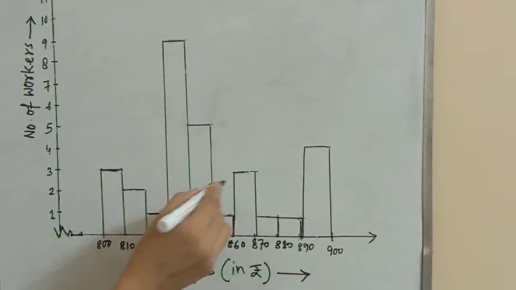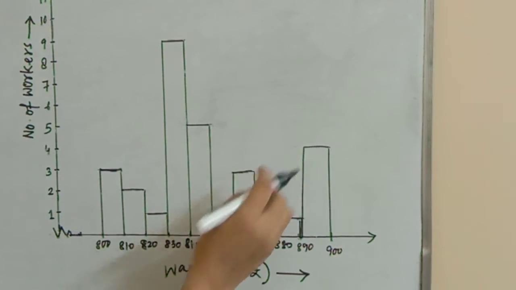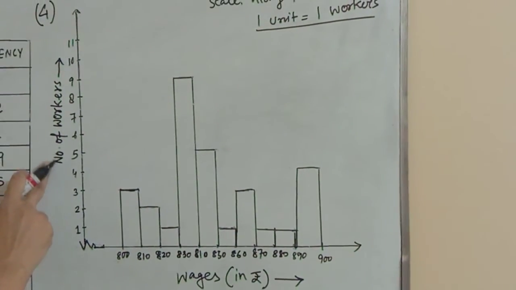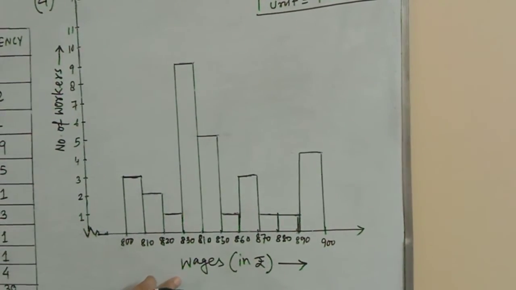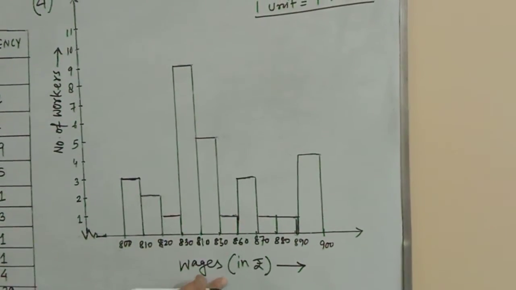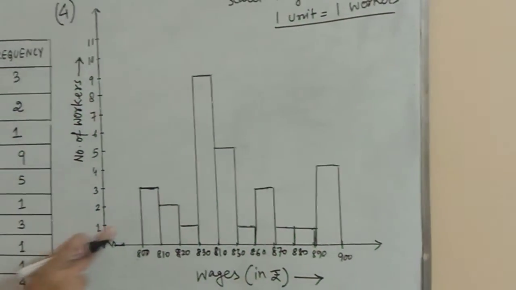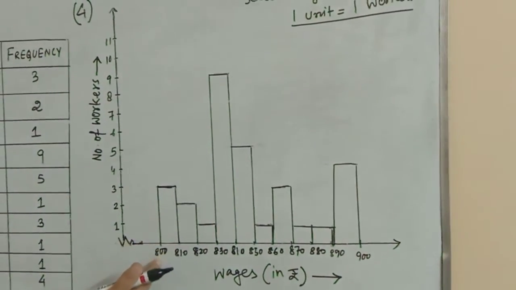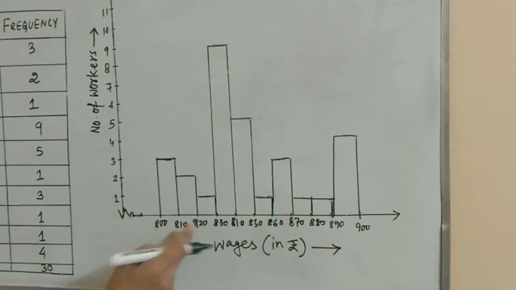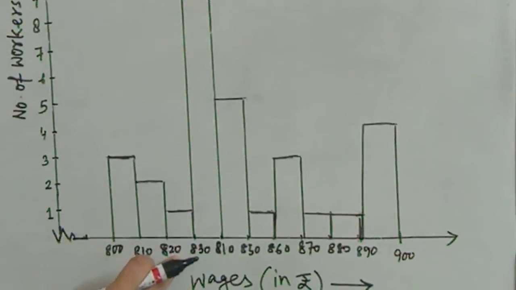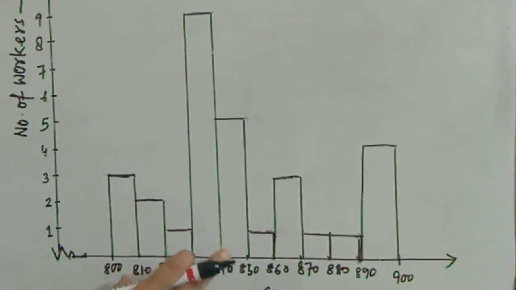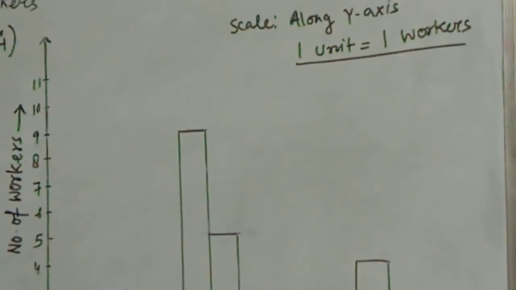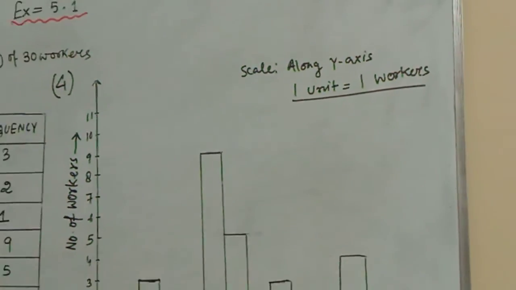So in this way we complete the drawing of the histogram. You can see that along the vertical axis we have given the number of workers, and on the horizontal axis, the x-axis, we have given wages in rupees. Using the frequency distribution table, we have marked all the numbers, and as the class intervals are continuous, 800 to 810 and the next one starts from 810 to 820. After drawing this histogram, your work is complete. This is the frequency table and this is the histogram for question number 4. Practice it, students. Thank you.